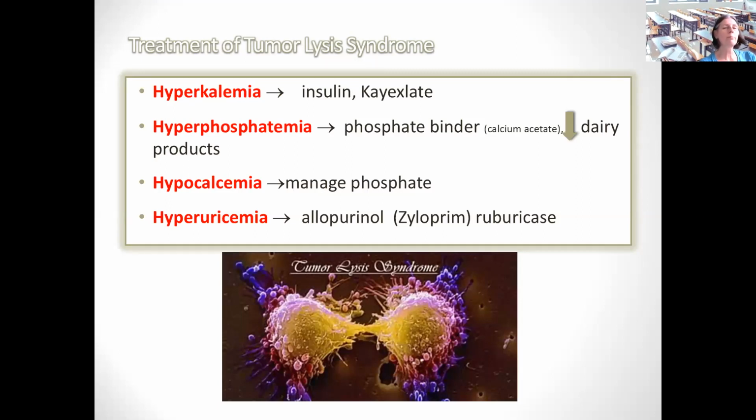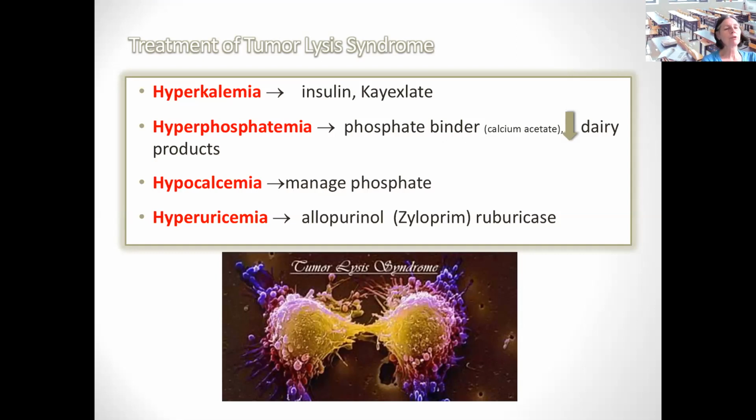Hypocalcemia, we're going to treat by managing phosphate. Because remember, if phosphate's up, calcium is down. If calcium is up, phosphate is down. So his hyperphosphatemia is what caused the hypocalcemia. So we want to get the phosphate down, and we'll bring the calcium up. Interesting that the phosphate binder was a calcium-based drug. So it's going to treat the high phosphate and bring the calcium up simultaneously.